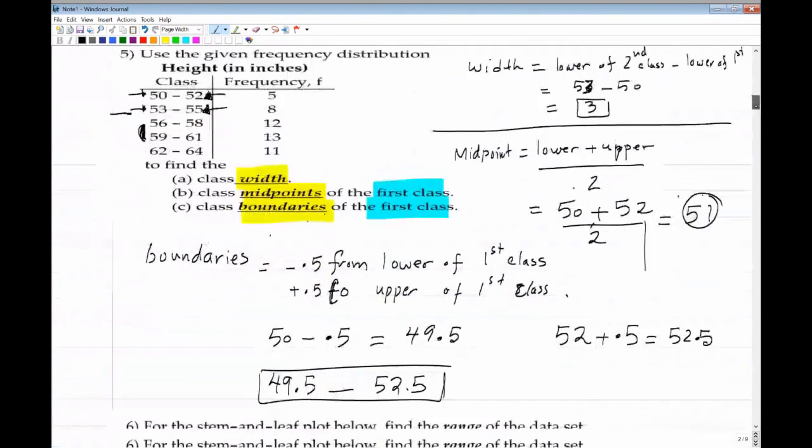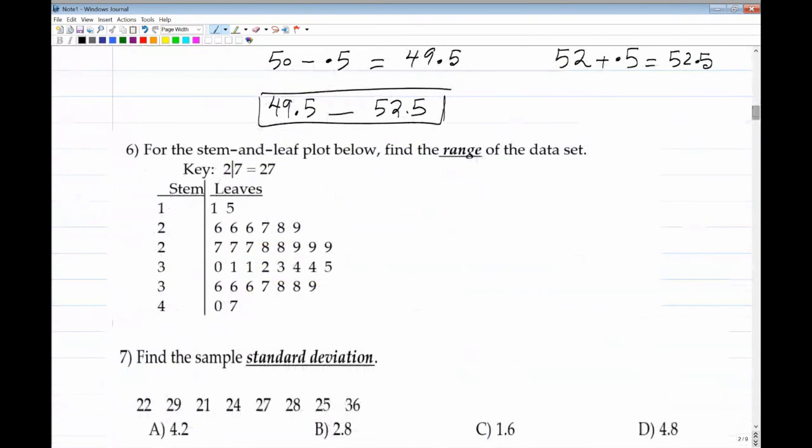Let's see the next question. The next question is talking about finding the range. Now be careful on the stem and leaf. This will be your stem, which is the tens. Those will be the ones. When you read this number, that's 11. This one will be 15.